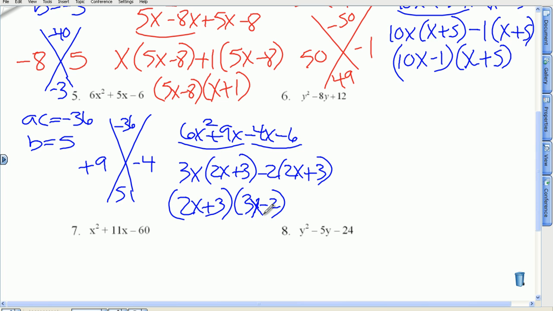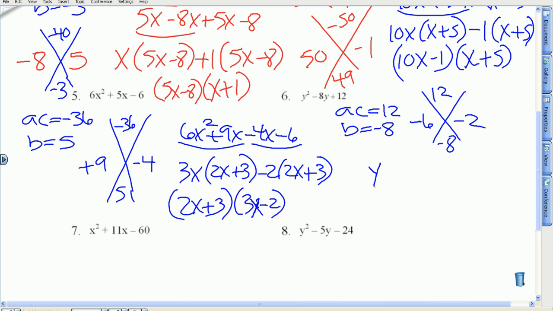All right, problem 6. I have AC is 12, B is negative 8. So I make my little puzzle. There's my 12, there's my negative 8. How about factors of 12? Oh, that had to be negative 8. So let's see. How about negative 6 and negative 2? We'll go y squared minus 6y minus 2y plus 12.